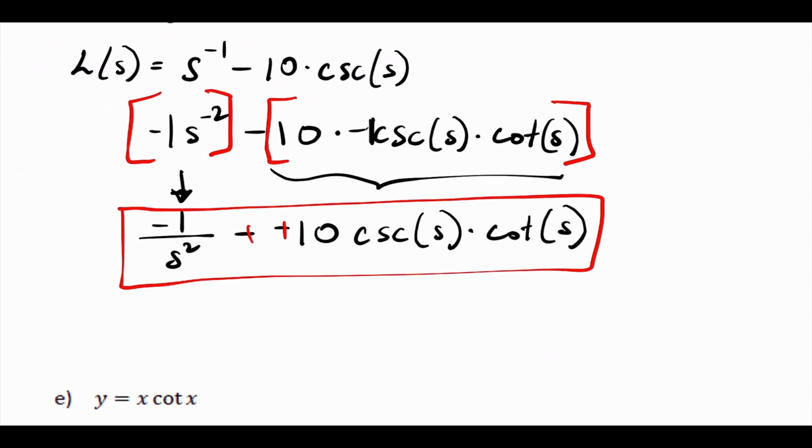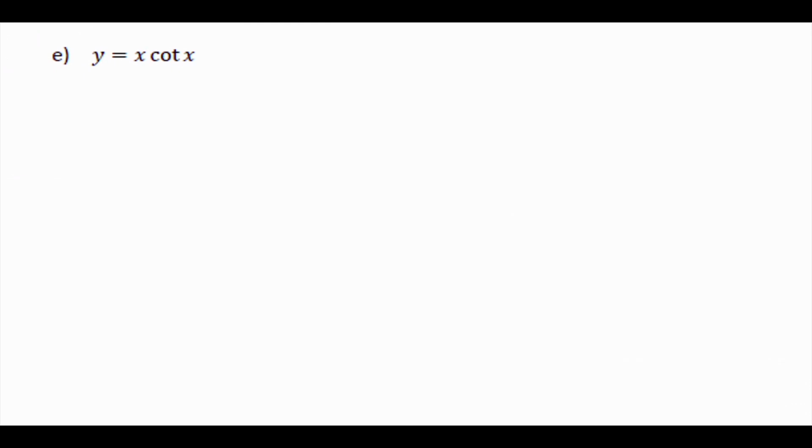All right, last one. Last one. Try that on your own, see what you get. X times cotangent x. Multiplication, so product rule. Product rule says the first times the derivative of the second. So the first is x times the derivative of cotangent.